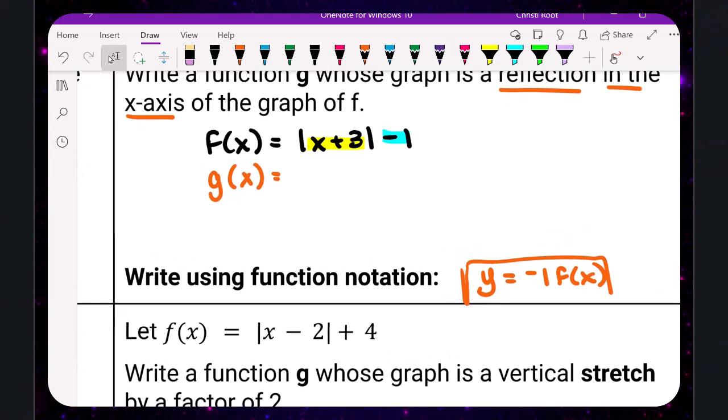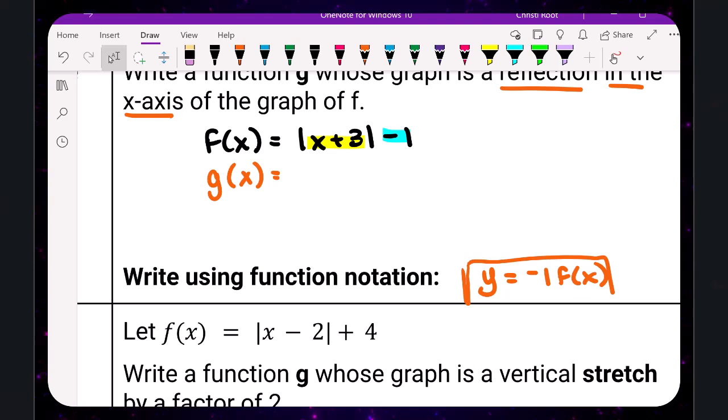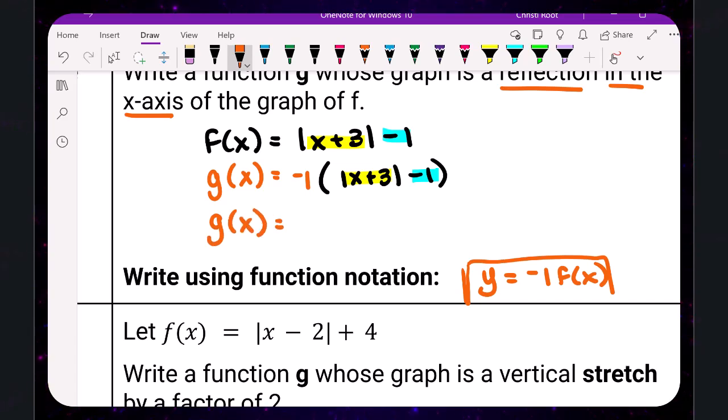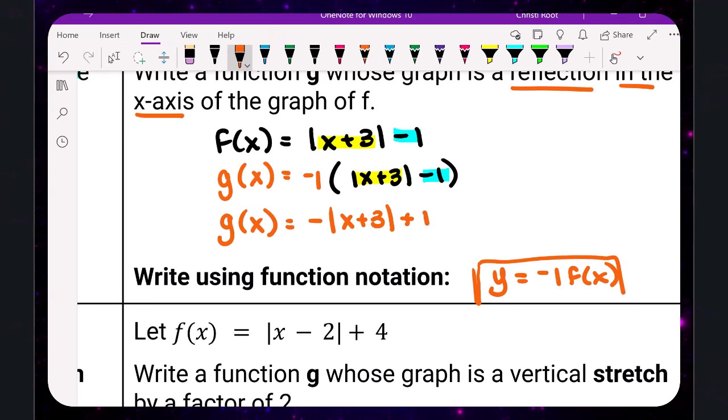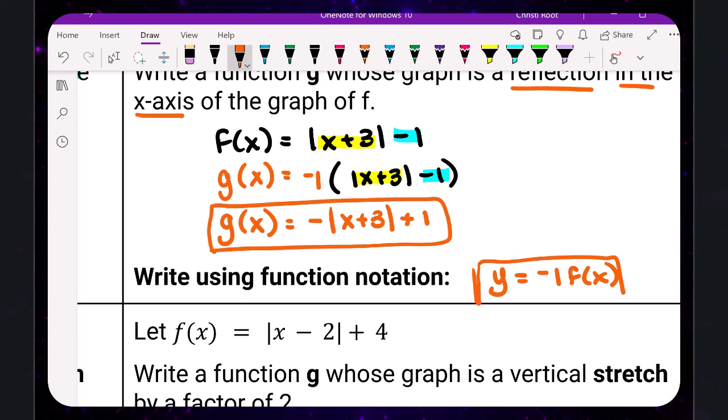But what's going on here is I've got two parts in my original function. So when I multiply these two parts by -1, both parts will change signs. So I have the yellow part and I have the blue part. So my final answer is going to look like this. It's going to be negative absolute value of x plus 3, but then you have to distribute the -1, so that will be plus 1. If you don't do that, it's only going to reflect part of the graph, not the whole function.